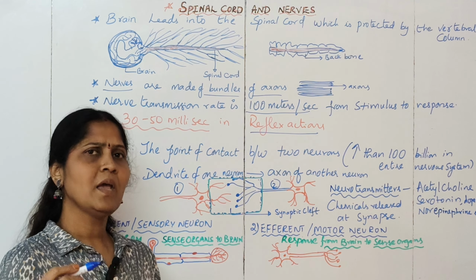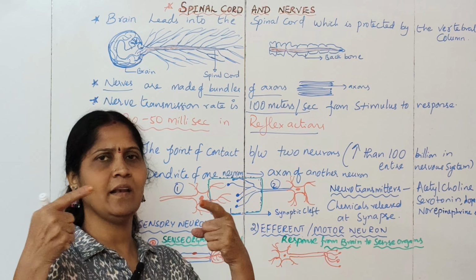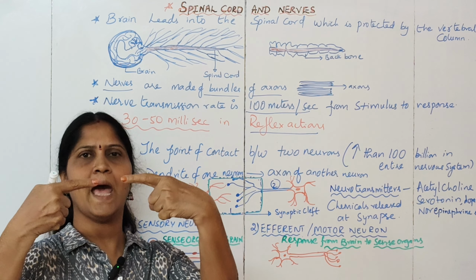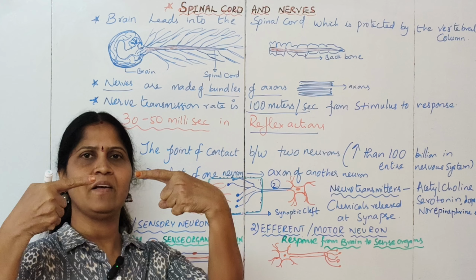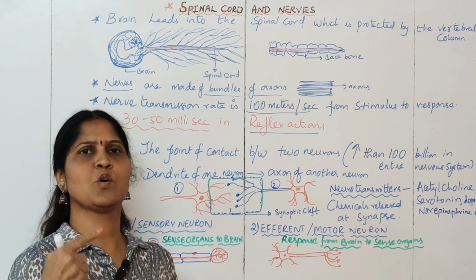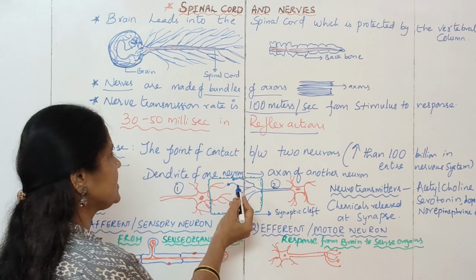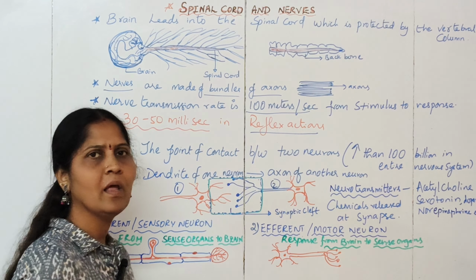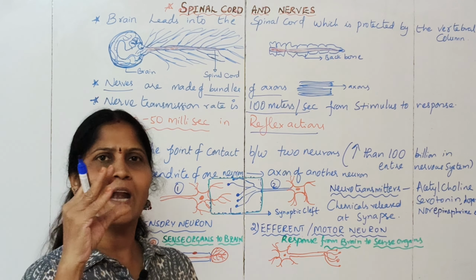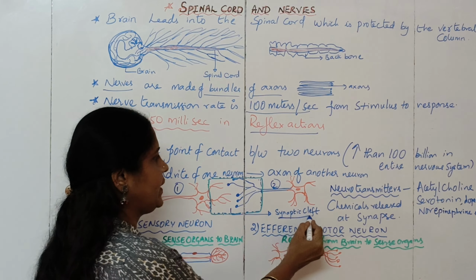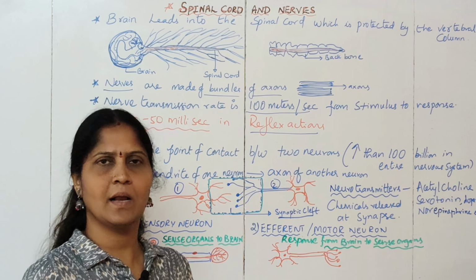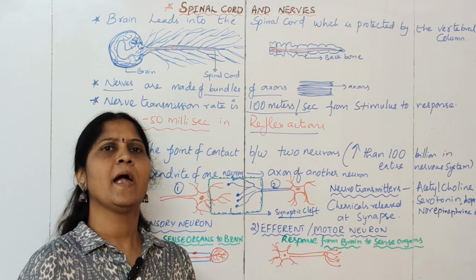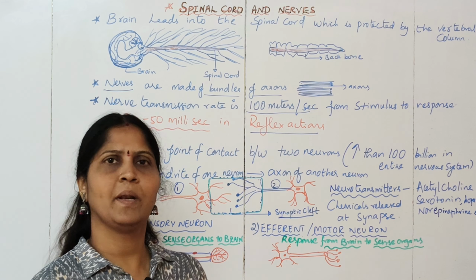But is it that the axon and the dendrites are totally connected like that? Not at all. There will be some gap always between the dendrites of one neuron and the axon of other neuron. So these nerve terminals and the dendrites here, they have a gap in between. They are not fully connected. So that gap which is there is called the synaptic cleft. So the point of contact between two neurons is called synapse, and the gap that is there is called the synaptic cleft.